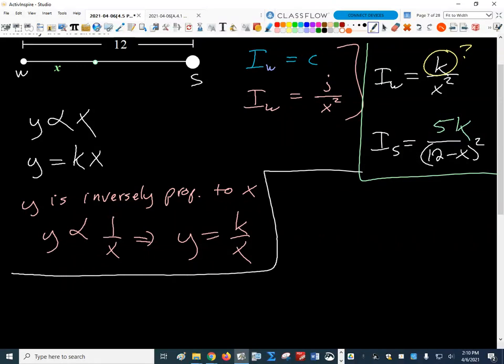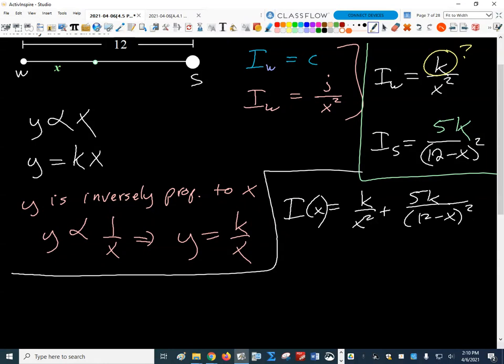What's my objective function going to be? How am I going to build it? Just add them together. Just the sum of the two intensities, right? So the objective function is intensity equal to k over x squared plus 5k over 12 minus x squared. And I can make that I of x now, right? Because the only variable is x.